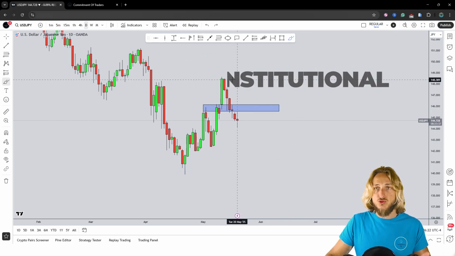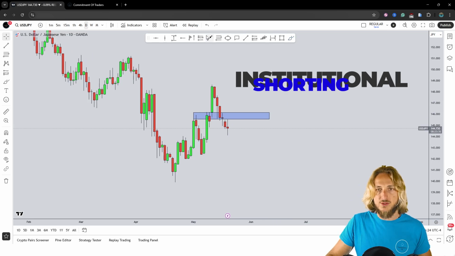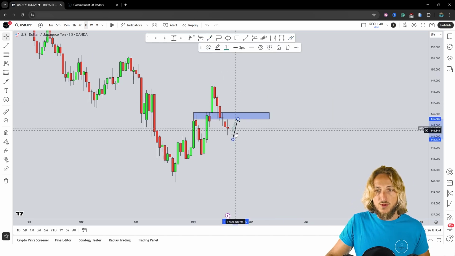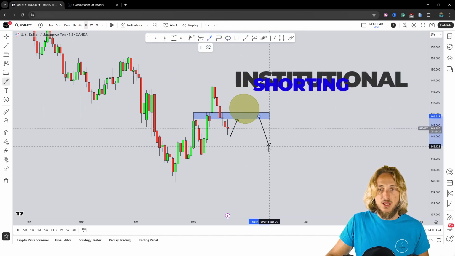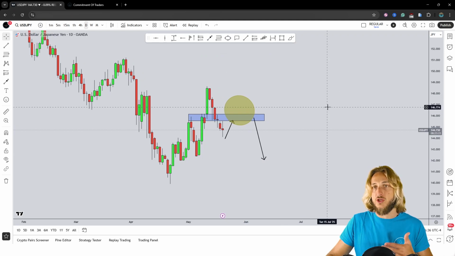And since institutions are already shorting, as we will now see, if the market will go and retest this level, there is a good probability of seeing more institutional shorting inside of this zone, which at that point could further increase the probabilities of a potential rejection to the downside.